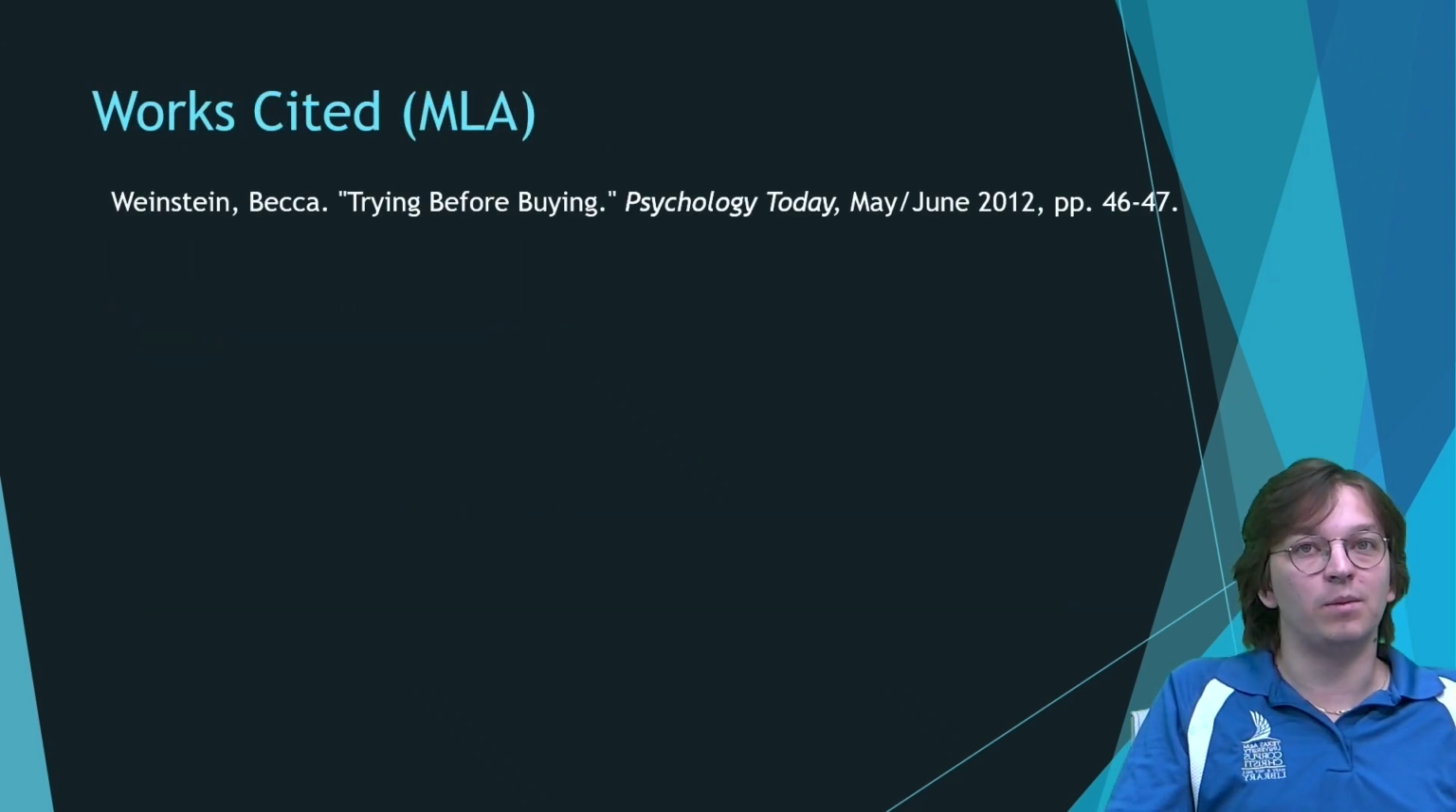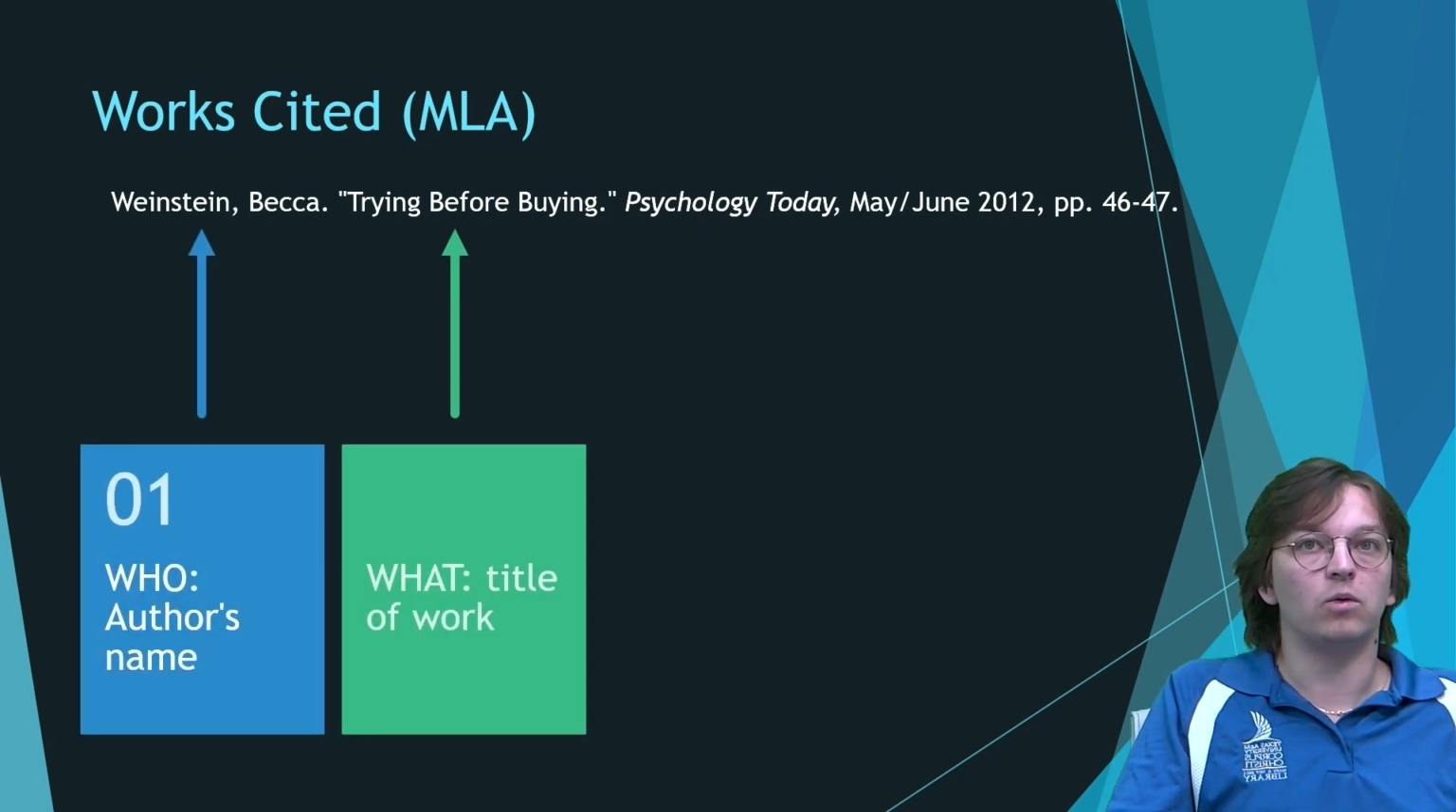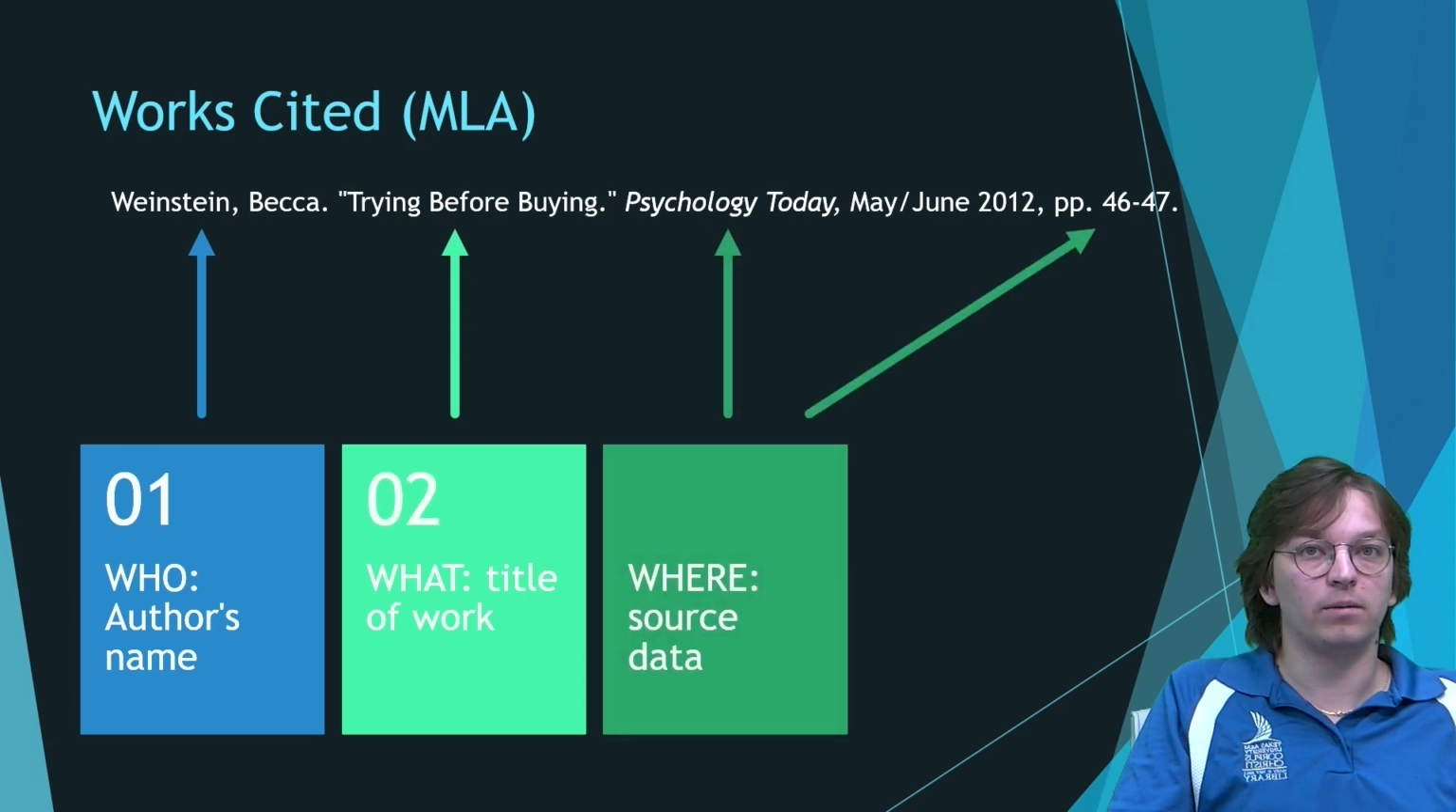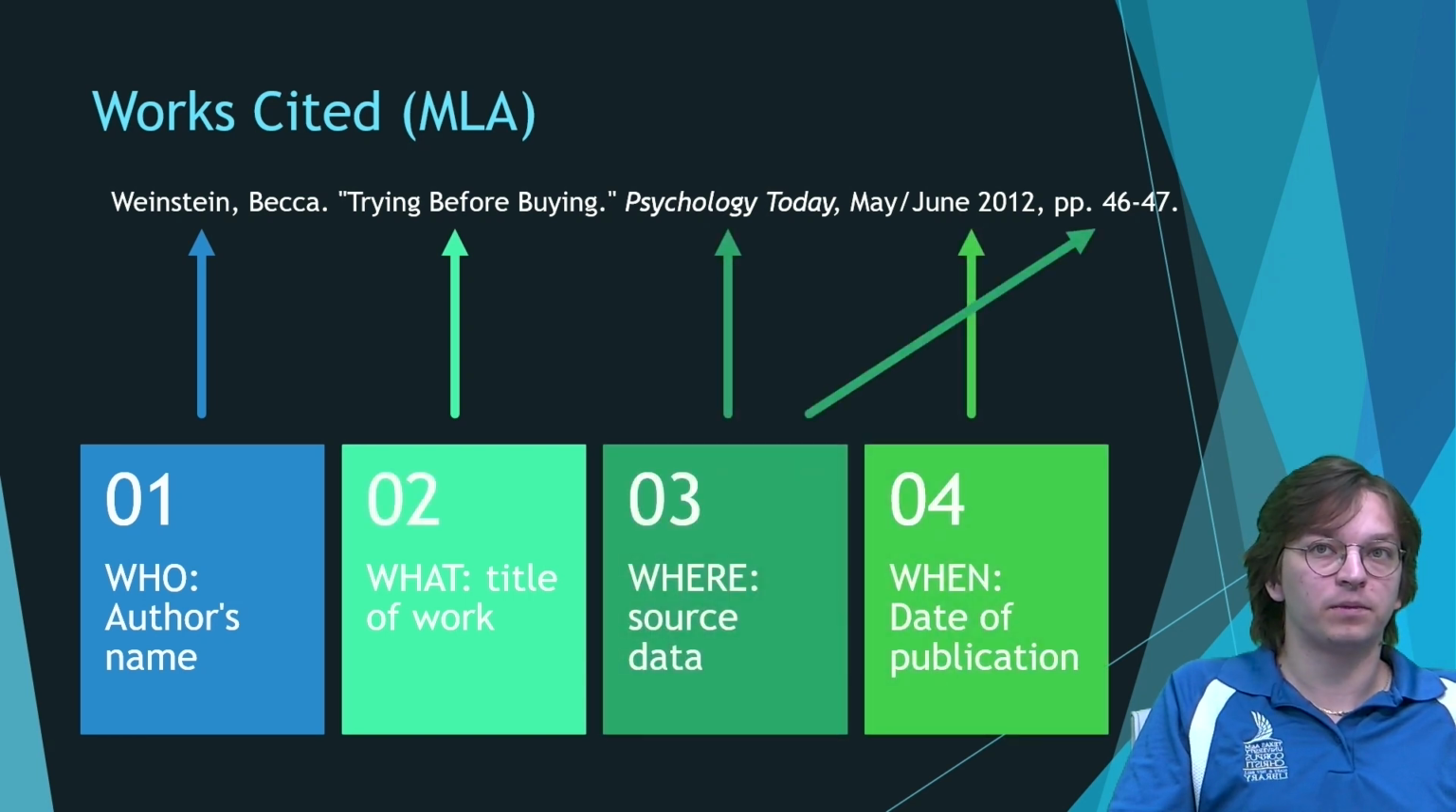When it comes to an MLA bibliographical citation, there are 4 essential questions we should ask ourselves: who, what, where, and when. Here we have an example of a bibliographical MLA citation in which we have the author's name, the title of the work, the source data, and the date of publication.